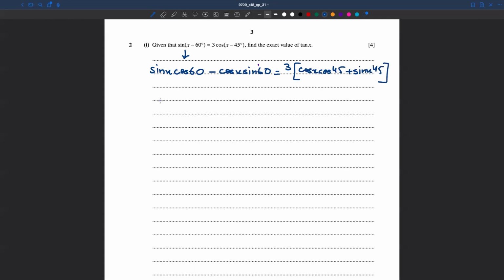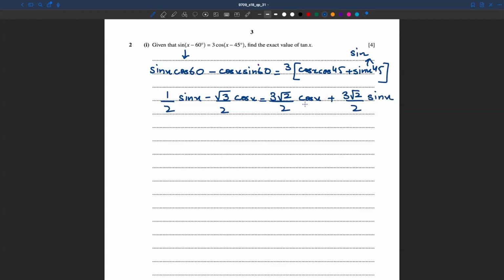Cos 60 is half and sin 60 is root 3 by 2. So this is half sin x minus root 3 by 2 cos x. Cos 45 is root 2 upon 2, so this will become 3 root 2 upon 2 cos x. Sin 45 is also root 2 upon 2, so this is sin x sin 45, so this will be 3 root 2 upon 2 sin x.